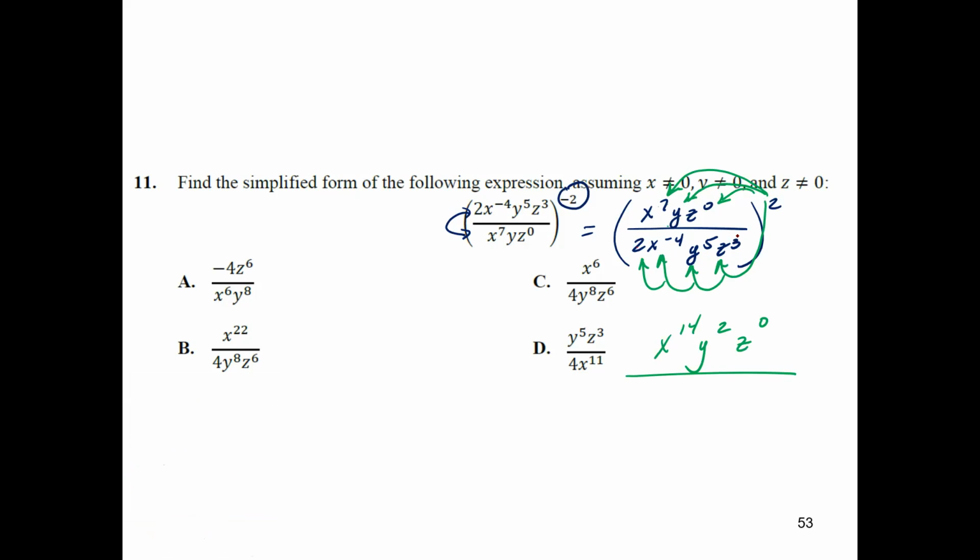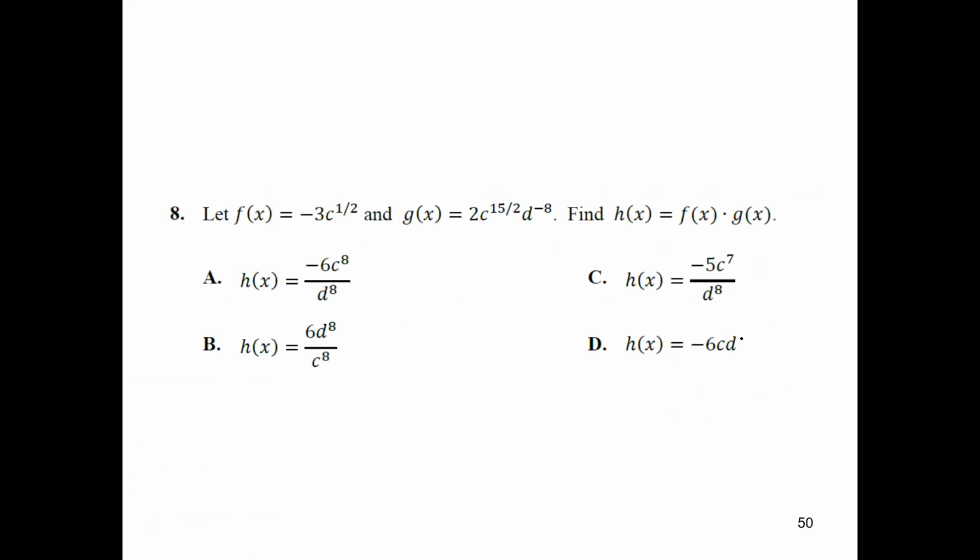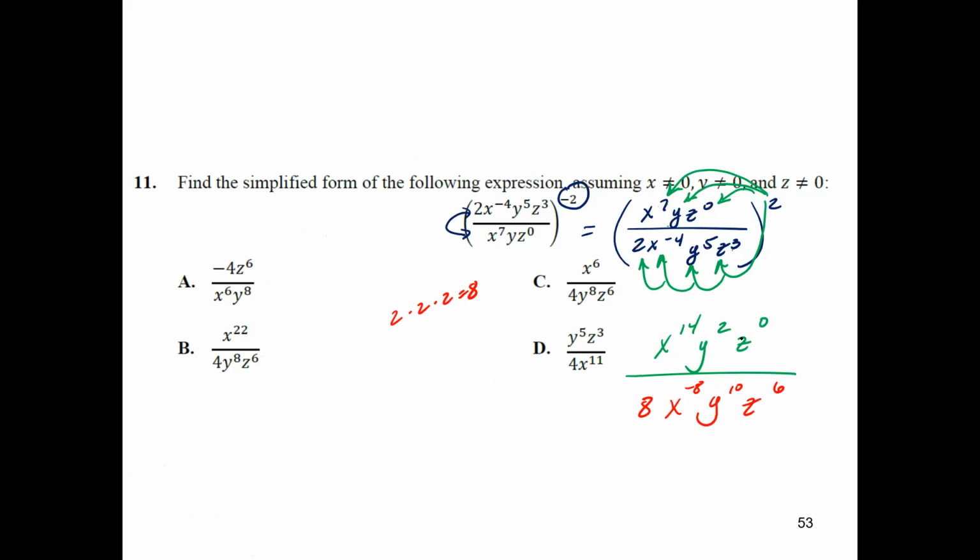Same thing over here. 2 to the third power is saying 2 times 2 times 2, which is 8. Negative 4 times 2 is x to the negative 8. 5 times 2 is y to the 10. 3 times 2 is z to the 6. You know that z to the 0 is just going to give you 1. I don't like having that negative 8 here, so I'm going to move it up, which gives me a positive 8. So x to the 14 plus 8 is 22, y squared, and z just becomes 1, so I don't even worry about it.